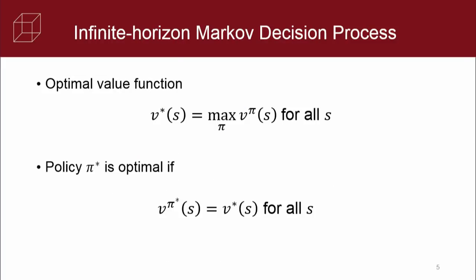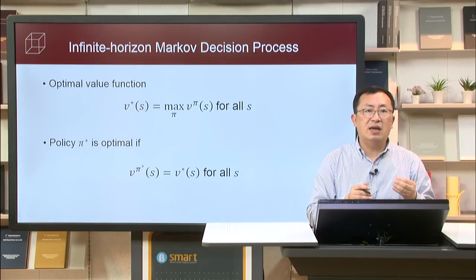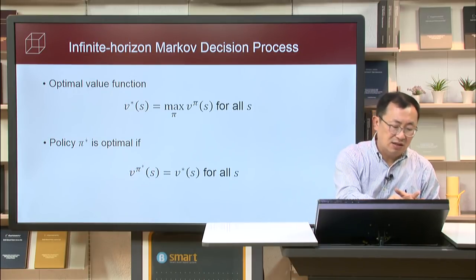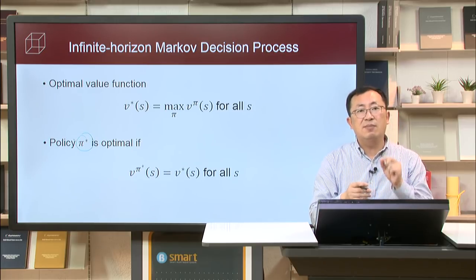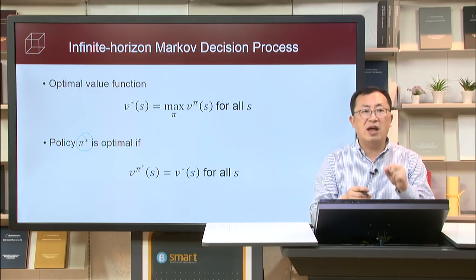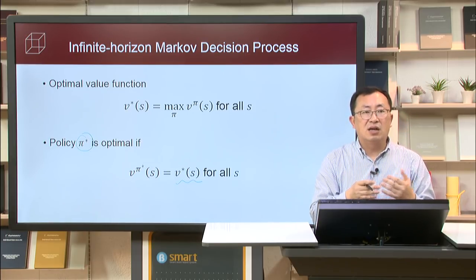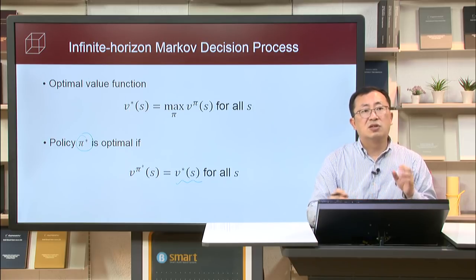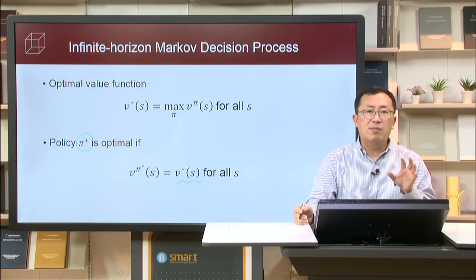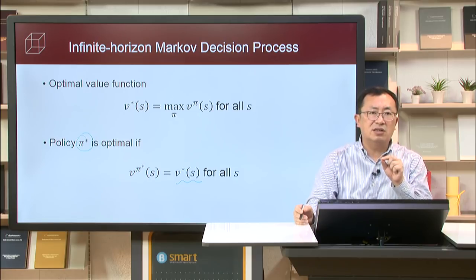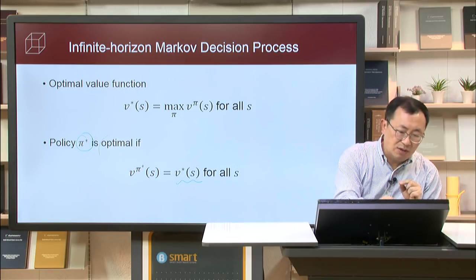Let us define the optimal value function as V star of s, which is the maximum value of V pi of s over all possible pi's. We also say that a policy pi star is optimal if it maximizes the value for every initial state s. We'd like to note that for every Markov decision process, there exists at least one optimal policy.